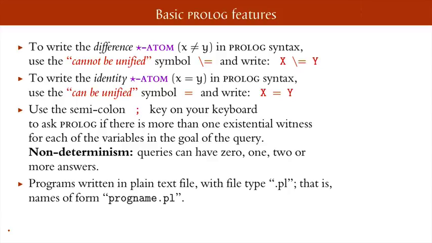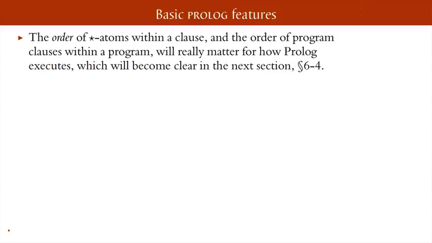A PROLOG program P is written as a list of program clauses, each ending with a full stop, and saved in a plain text file with a file extension .pl. So we think of a logic program as a knowledge base of information about some subject domain. Now, the order of star atoms within a clause and the order of program clauses within a program will turn out to matter for how PROLOG executes, which will become clear in the next lesson.